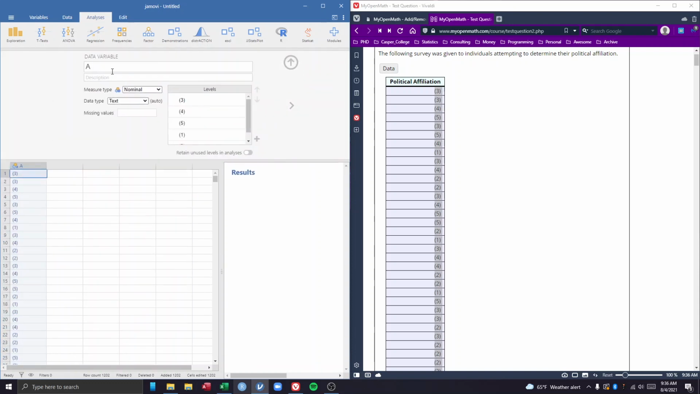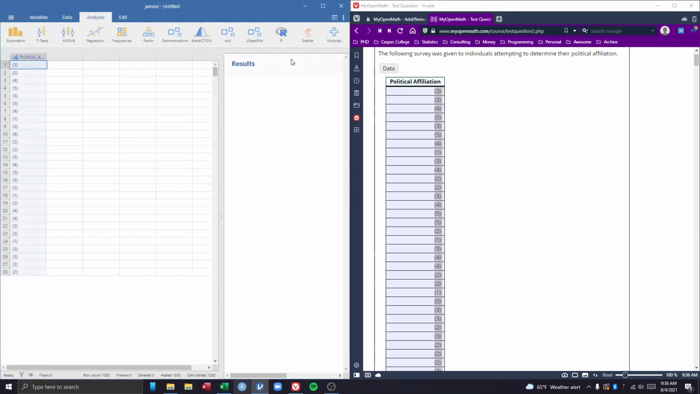And let's label this as political affiliation. And remember, no spaces here, so just political affiliation. And then I'm going to change my levels because this is ordinal data. It's text. And we're going to take our 1, move it up here, take our 2, move it up there. And now I go 1, 2, 3, 4, and 5. So that gets our orders all set correctly.